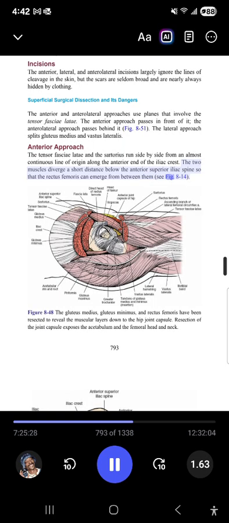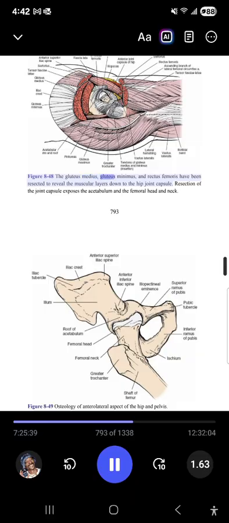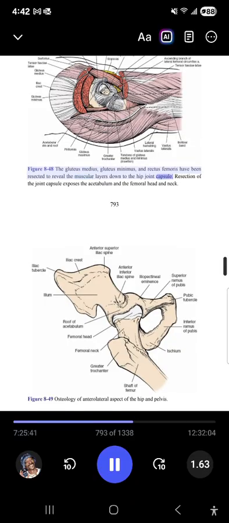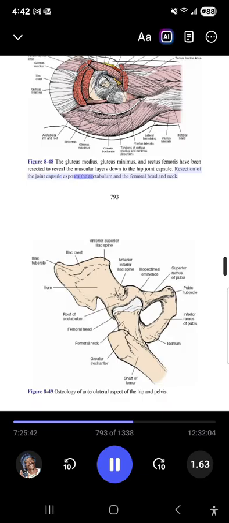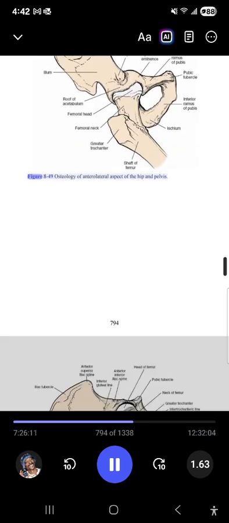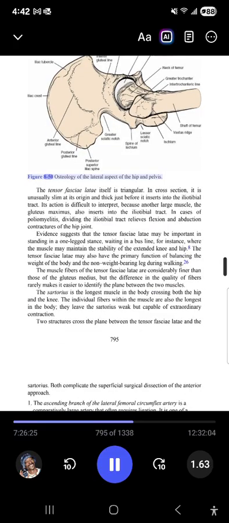Figure 8-48, the gluteus medius, gluteus minimus, and rectus femoris have been resected to reveal the muscular layers down to the hip joint capsule. Resection of the joint capsule exposes the acetabulum and the femoral head and neck. Figure 8-49, osteology of anterolateral aspect of the hip and pelvis. Figure 8-50, osteology of the lateral aspect of the hip and pelvis.